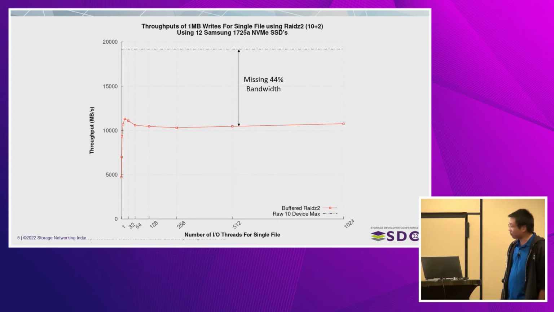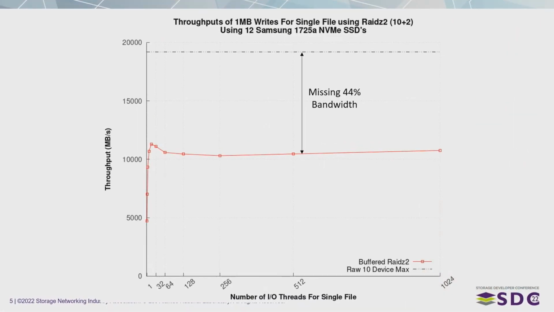Here we have a graph showing performance benchmarks that we obtained with our performance benchmark tool. The black dotted line at the top shows the performance that we obtained by writing to the raw devices, of which there were 10. The red line shows the performance we obtained with a Z pool consisting of 10 data drives and 2 parity drives. As you can see, these lines are nowhere close to each other. In fact, we dropped about half of the available bandwidth just on the floor unused, which is a massive waste of bandwidth.